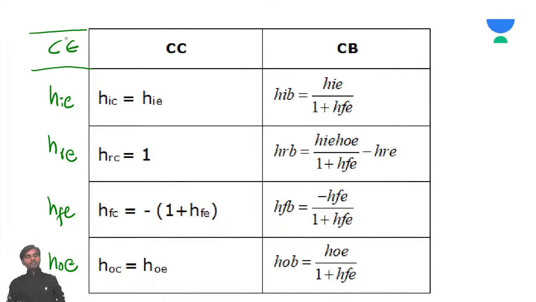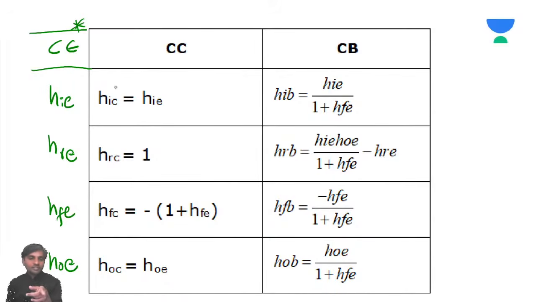Why are we considering this? Because in general, what will be given? As I told you just now, common emitter is a majorly used configuration. So because of that, HIE, HRE, HFE, and HOE will be given. In some cases, he will ask you to calculate the values of H parameters of common collector and common base, but he will give you the values of common emitter. So in that case, this table is very much important.